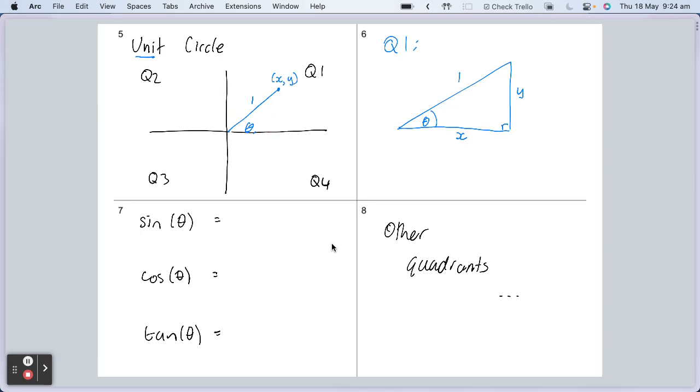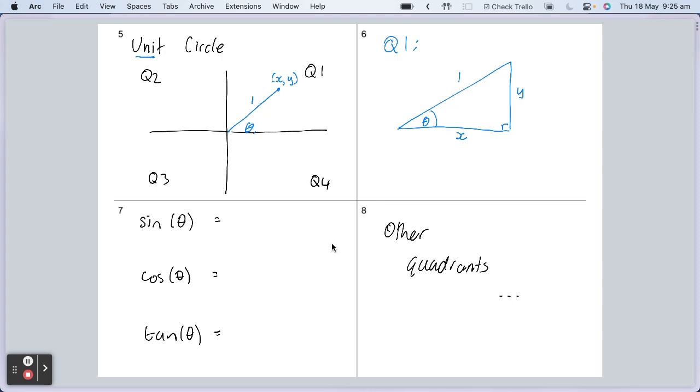So the length between the x-axis and that point there has got to be length y, and the length between the origin and along the x-axis to this point here has got to be x. Good with that? This is so important. You must think of sine, cosine, and tan in terms of coordinates on the unit circle.